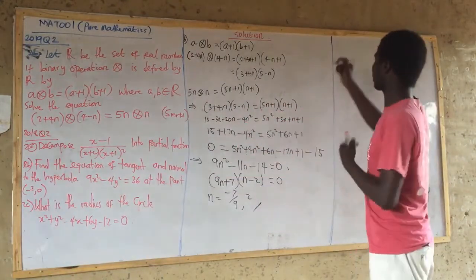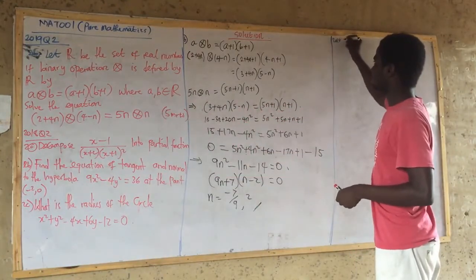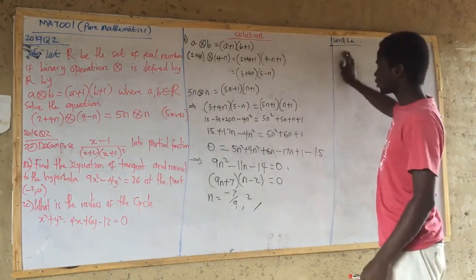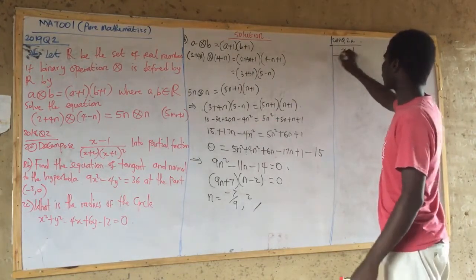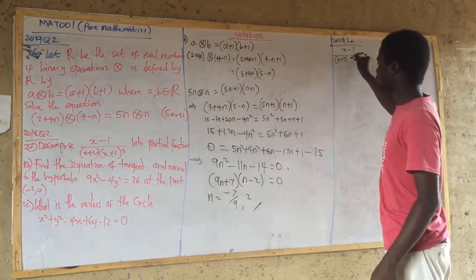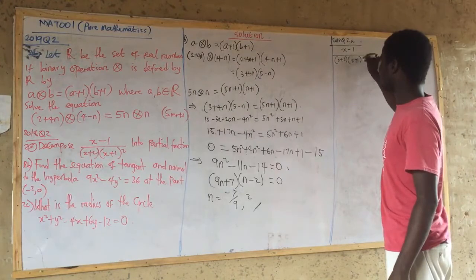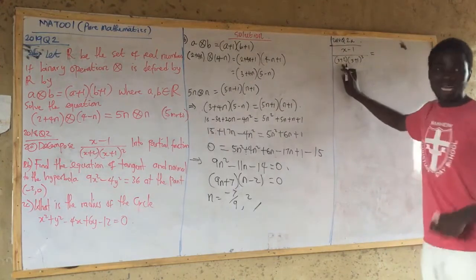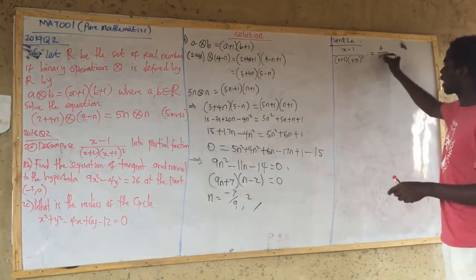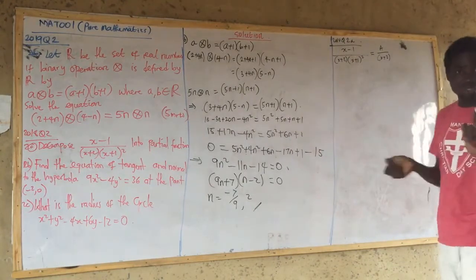Now let's go to 2018 question. Question 2a. You have to decompose that into partial fractions. I'm going to show you something here. x plus 2, x plus 1 all squared. So look at the denominator. This one will be A over x plus 2. That's what you are going to write.